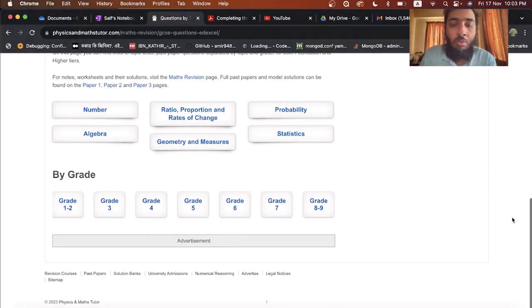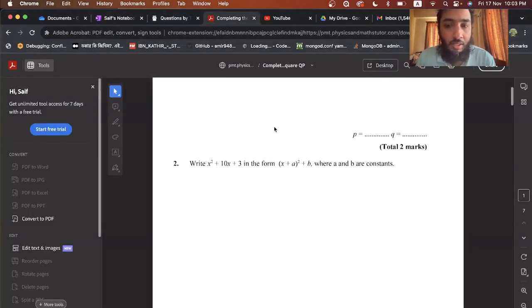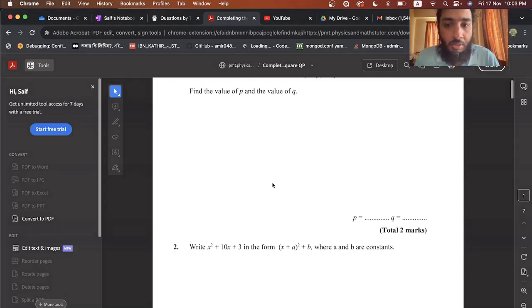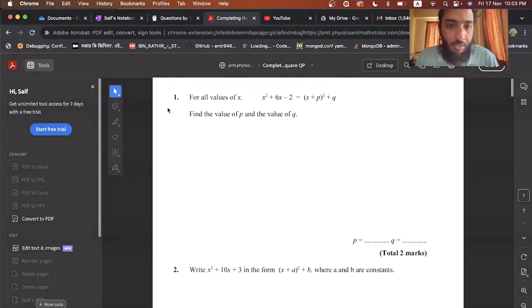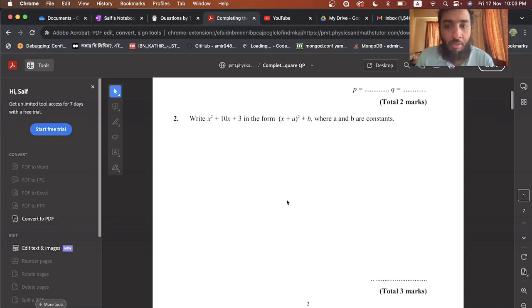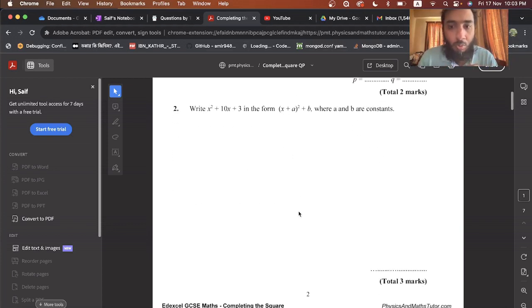So in this video I'm going to continue from where I left the last time. As you can see in the physics and math tutor website, in the grade 8 and 9 problem section, in this PDF file, we tried to solve the first question by finding the value of these two constants p and q, with x as the variable, for all values of x. So I showed you how I think about solving a particular problem like this one. So I'm going to continue with a different type of problem, number 2.